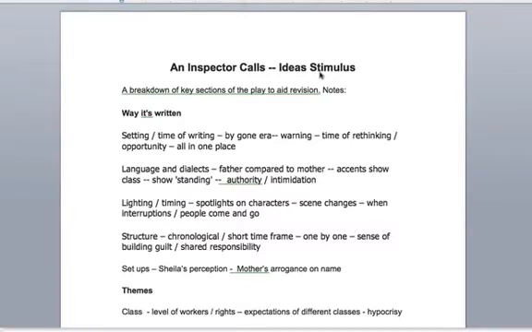This time we're going to be looking at An Inspector Calls by J.B. Priestley. Brilliant play. We'll be looking at it in three areas: the way it's written, the themes, and the characters.